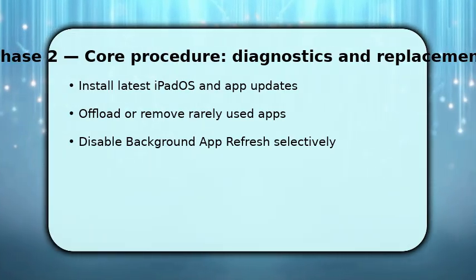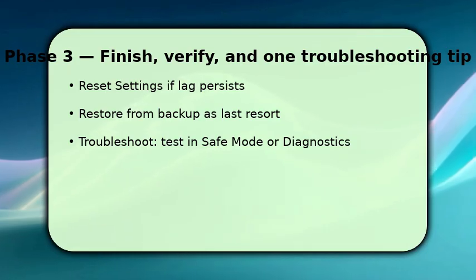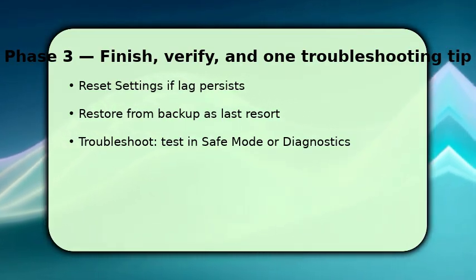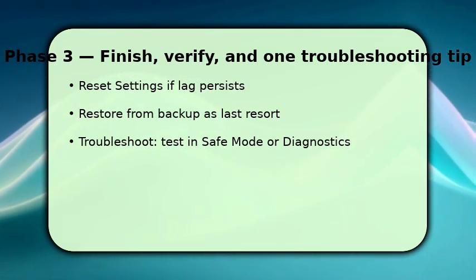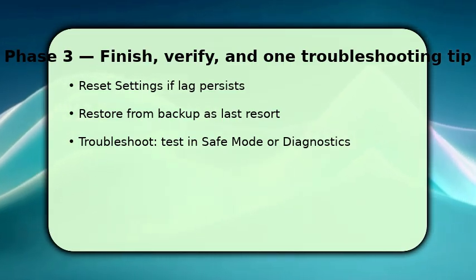If problems persist, reset settings and test again. You keep data, but clear misconfigured options that cause slowdowns. Once done, check performance. If it's still laggy, back up and restore the iPad to factory settings, then restore only essential apps so you avoid reintroducing the issue. Make sure to monitor CPU and storage after each step.